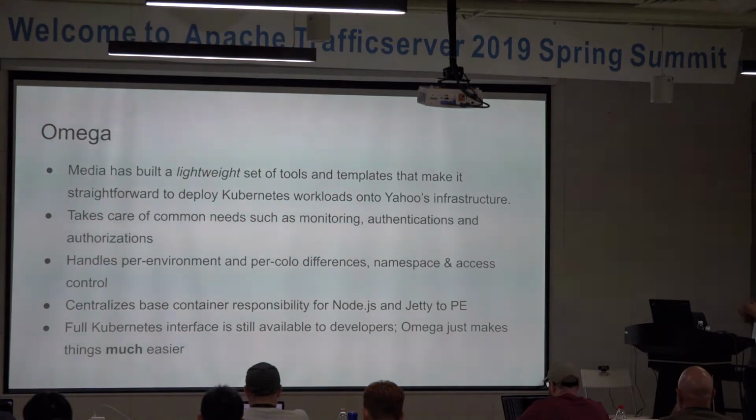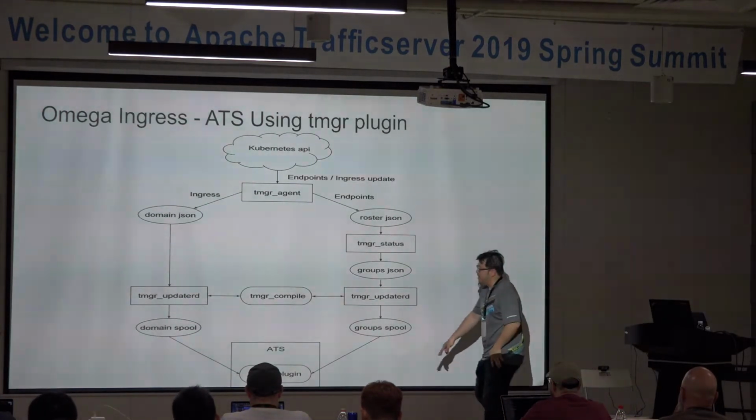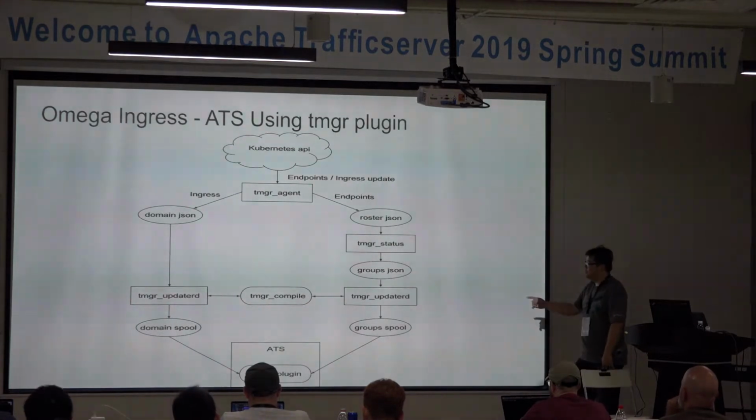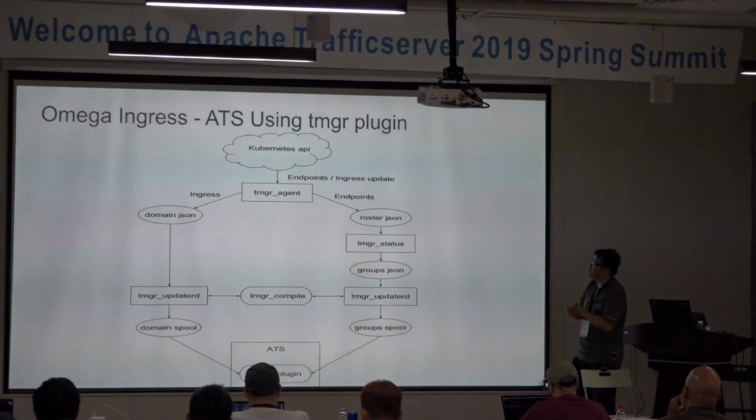It's basically just an augmentation. It's not like we are replacing Kubernetes. It's just adding more tools and giving some conventions and templates on top of Kubernetes. So what's the Omega ingress? Omega ingress is actually an ATS server. The ATS server runs a plugin that we have open sourced, and I'll talk about what this plugin does.